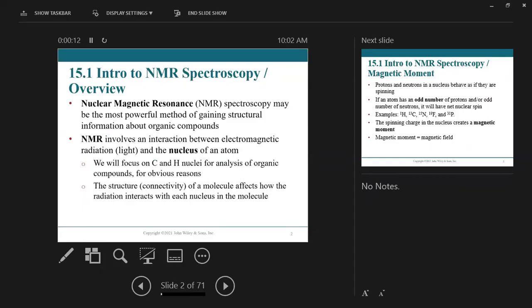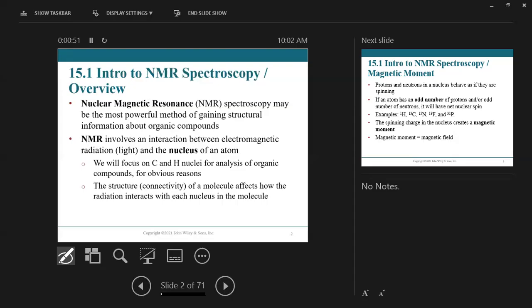It says NMR spectroscopy may be the most powerful method of gaining structural information about organic compounds. I don't know if I even agree with that. It is a powerful tool, but we do have mass spectrometry. As we talked about in our previous lecture, mass spectrometry, in my opinion, might be more powerful than NMR. There's a lot of older chemists out there that say NMR is the most powerful technique, and it is a powerful technique, but mass spectrometry has taken this over.